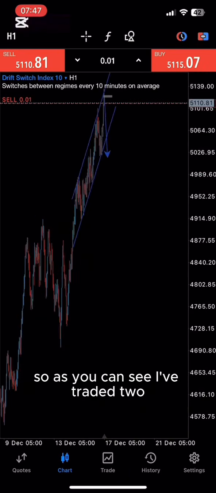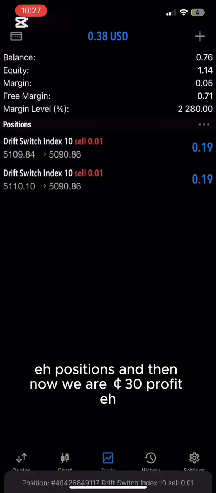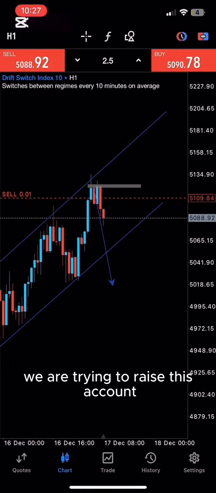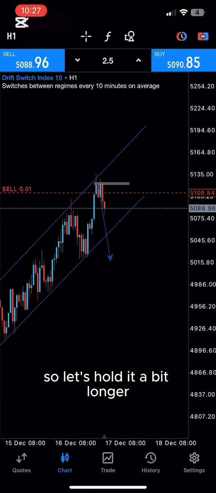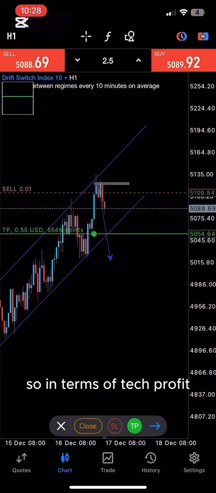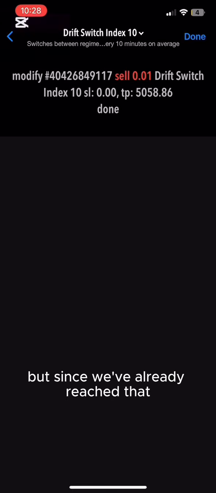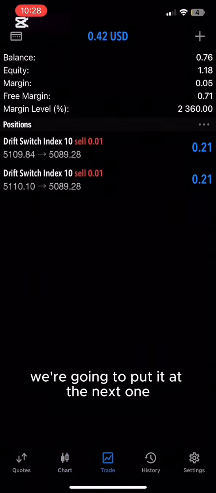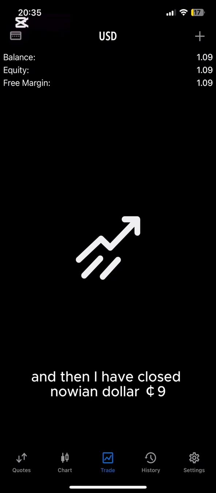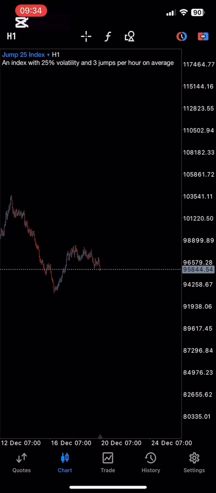So as you can see, I've traded 2 positions, and then now we are in 30 cents profit. We are trying to raise this account, so let's hold it a bit longer so that we can maximize the profit. So in terms of take profit, you just put it at the next area of confluence, but since we have already reached that, we are going to put it at the next one that is way below. And then I have closed. Now we are up $9, which isn't much, but at least we are trying.